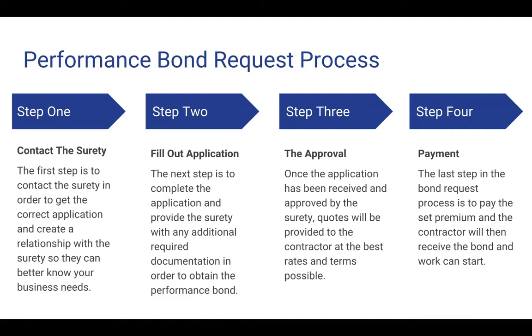Step 1. You have to contact the surety. The first step is to contact the surety in order to get the correct application and create a relationship with the surety so they can better know your business needs.